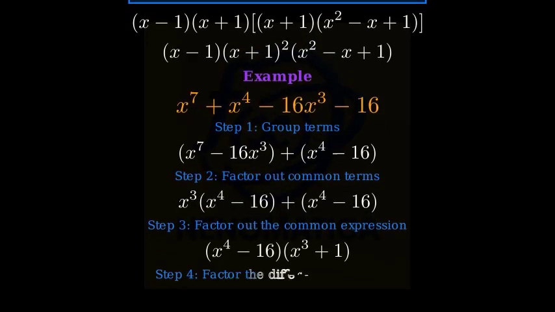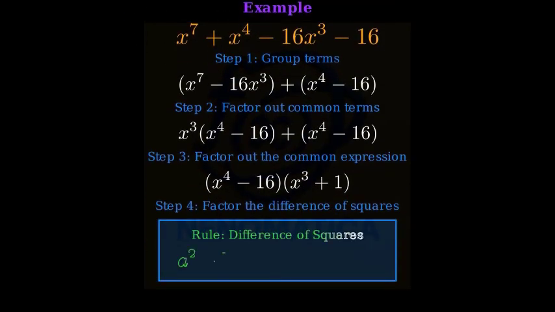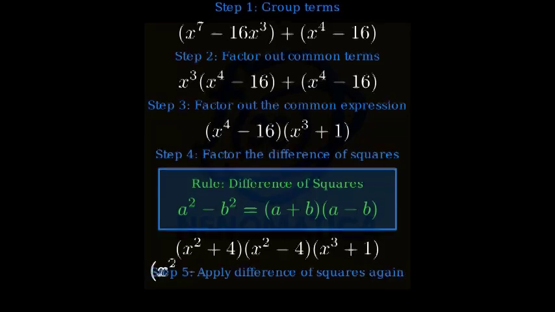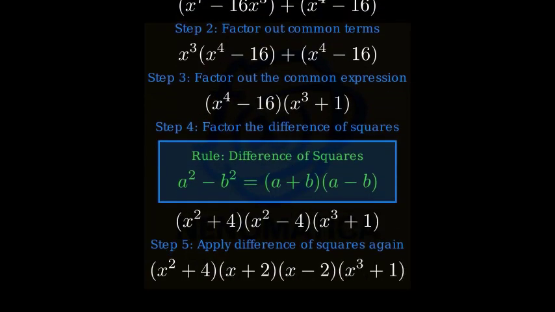The factor x to the power of 4 minus 16 can be further factored as a difference of squares. x to the power of 4 is equal to the quantity x squared, squared, and 16 is equal to 4 squared. So we can factor this as the quantity x squared plus 4 times the quantity x squared minus 4. Let's factor x squared minus 4 further as another difference of squares. This gives us the quantity x plus 2 times the quantity x minus 2.